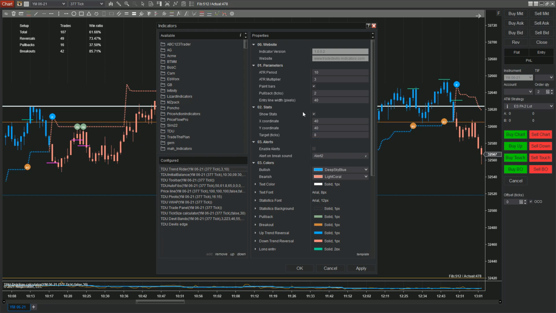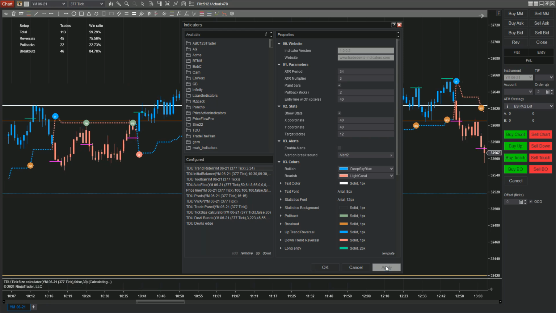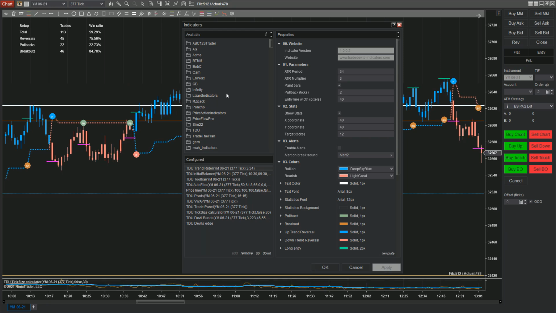Now, just to demonstrate how this can vary, let's say I wanted to increase the ATR period. So let's say I went to a 34 period ATR, but I'm going to keep the multiplier at 3. And then let's go up to 12 ticks. Now I'm going to apply that. All right, so I get a slight change here. So now I still have a total win rate of 59.29.